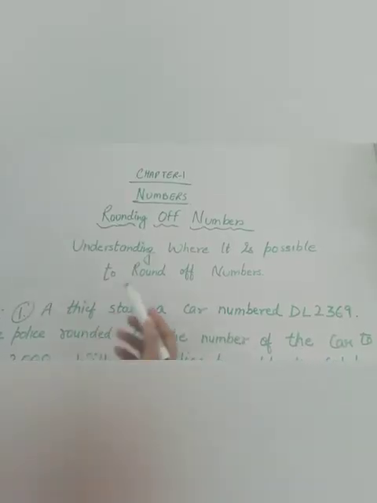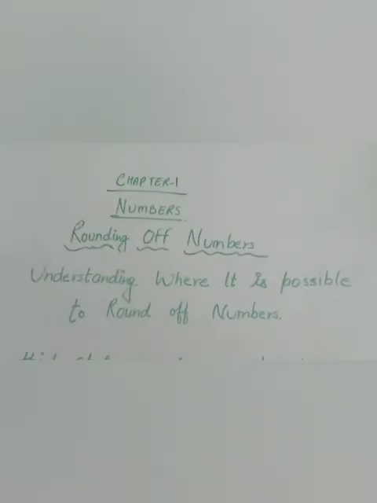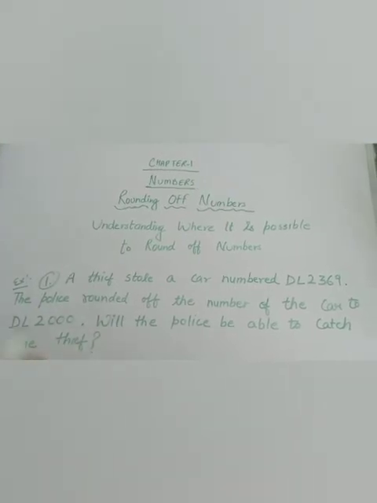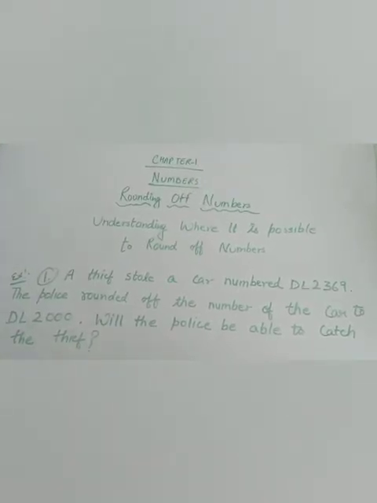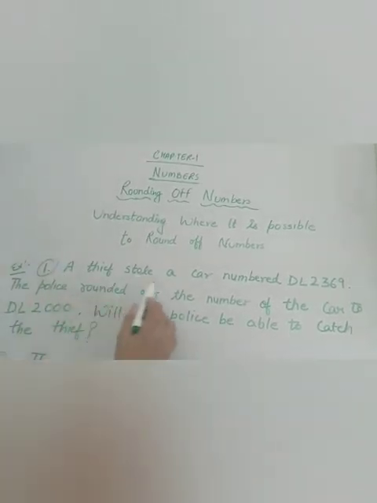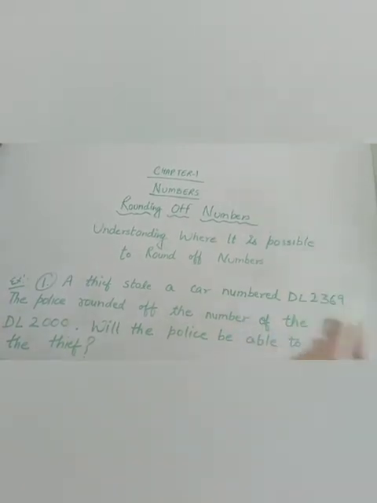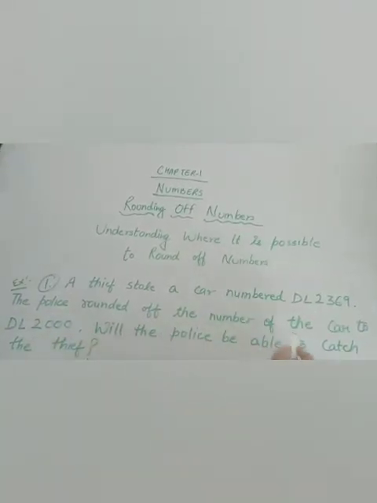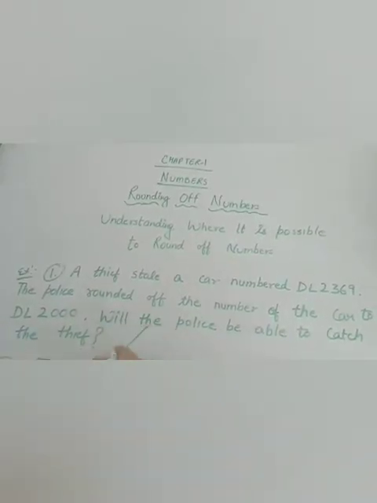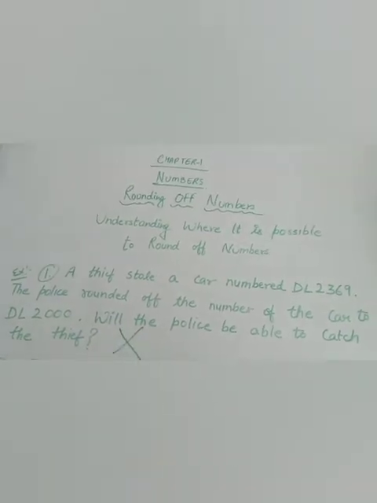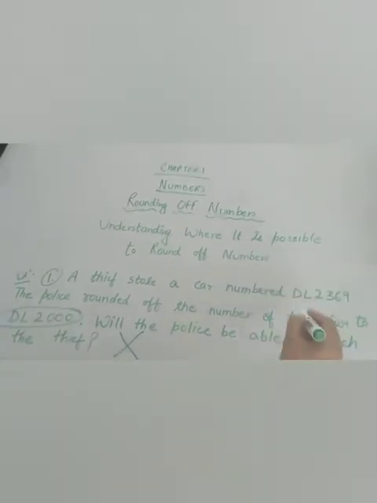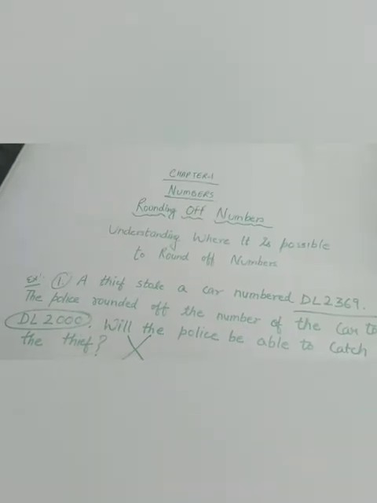So now let us understand where it is possible to round off a number. So children, I want to share one important piece of information that rounding off a number is not applicable everywhere. To understand it, I am giving you a few examples for more clarification. This is example 1. A thief stole a car with number DL2369. The police rounded off the number of the car to DL2000. Will the police be able to catch the thief? No. But why? Because in these types of cases, we never round off the numbers. We do require the exact same number or value to locate the car.